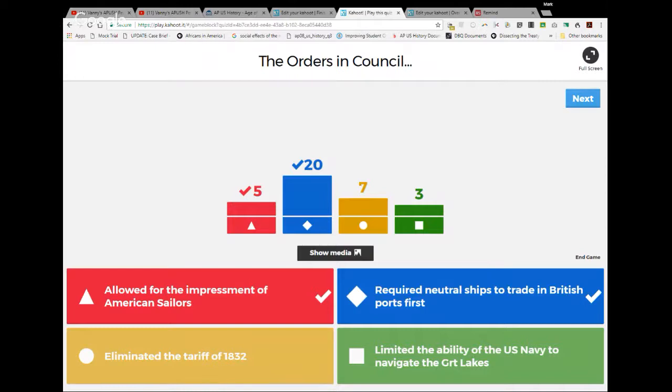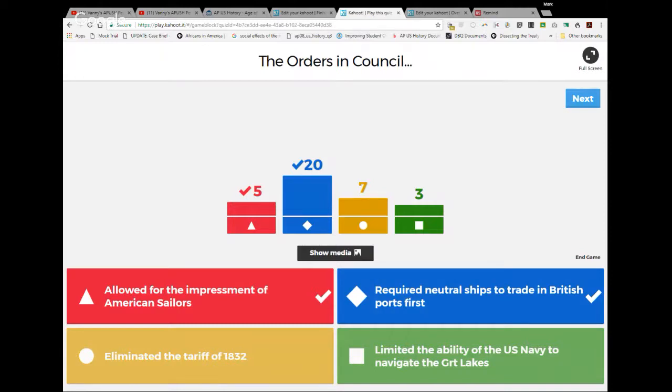And let's see here. You have it allowed for the impressment of American sailors and required neutral ships to trade in British ports first. So you both are right on that one. There are two correct answers here. And what you want to look at is, where are the orders in council a thing? Jessica said they're a thing in Britain. That is correct. So this is an English thing. Great Britain has orders in council, and that is what this is about.